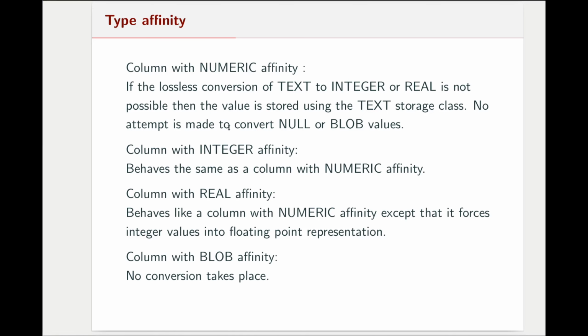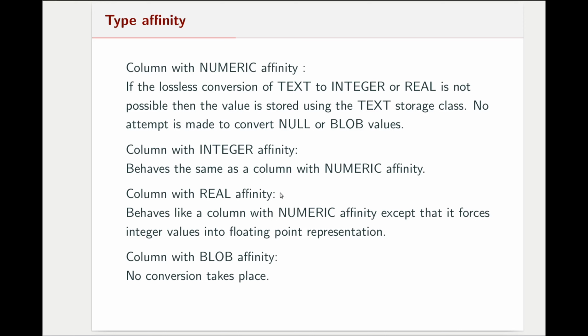If lossless conversion is possible, then it is stored as either an integer or a real number. Let's just say that you give a number like 10.1. Then lossless conversion is not possible, so it is stored as a real. However, if you try to store 10.0, it can be losslessly converted to an integer, so the underlying storage will use an integer storage type. An integer is similar to a numeric type as far as the affinity and the storage type are concerned.